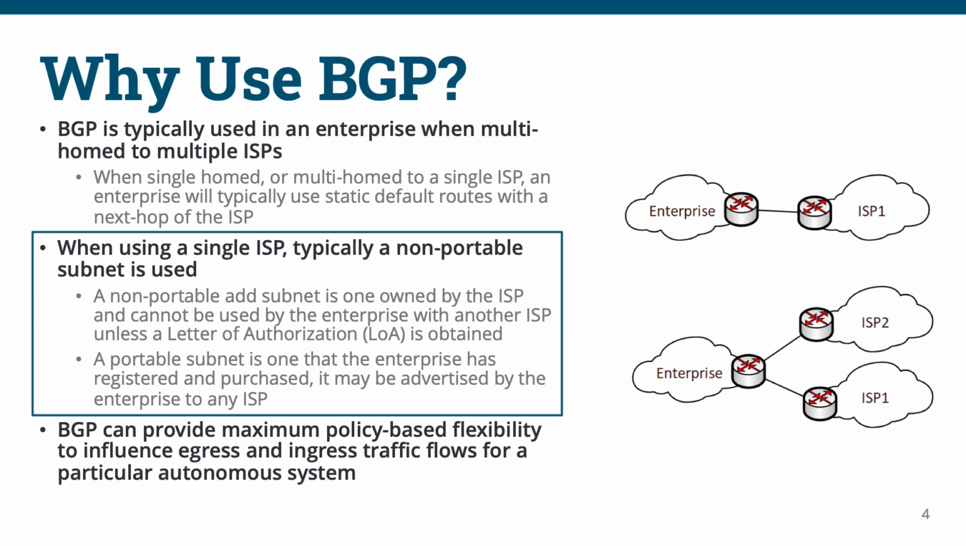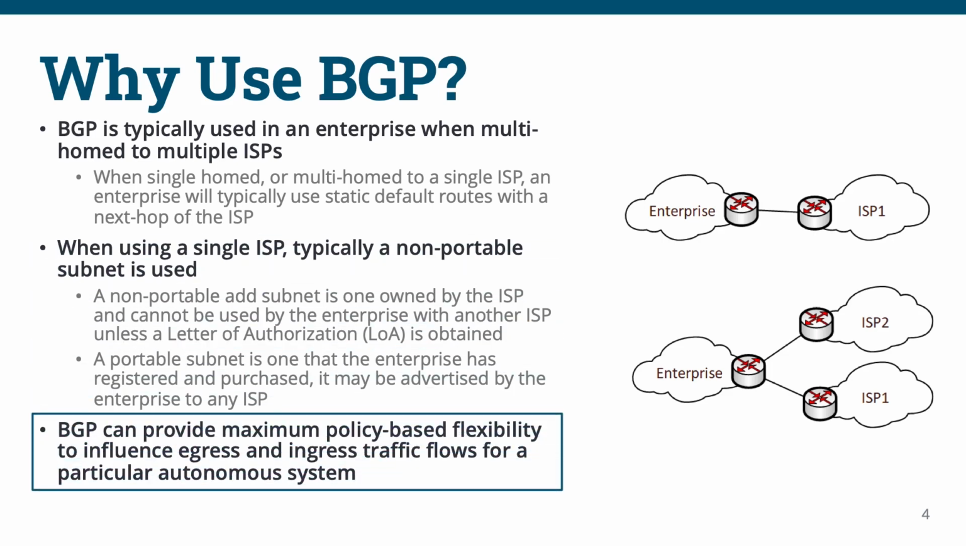If an enterprise wants to have their own public subnet that they are able to advertise to multiple ISPs without needing permission from anyone else, then they'll need to purchase an IPv4 allocation from an Internet number registry. This is sometimes called a portable subnet, one which the enterprise has registered or purchased and belongs to the enterprise. The enterprise has the right to advertise the subnet out of multiple ISPs if they wish.